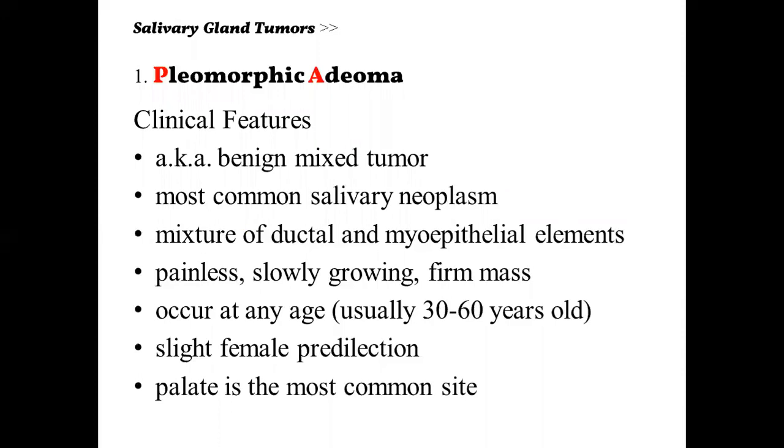First of which is the pleomorphic adenoma, also known as the benign mixed tumor. This is the most common salivary neoplasm, which is composed of a mixture of ductal and myoepithelial elements. If a patient has this, it will present itself as a painless, slowly growing firm mass. It can occur at any age, usually between 30 to 60 years old, and it has a slight female predilection. The most common site for pleomorphic adenoma is the palate.